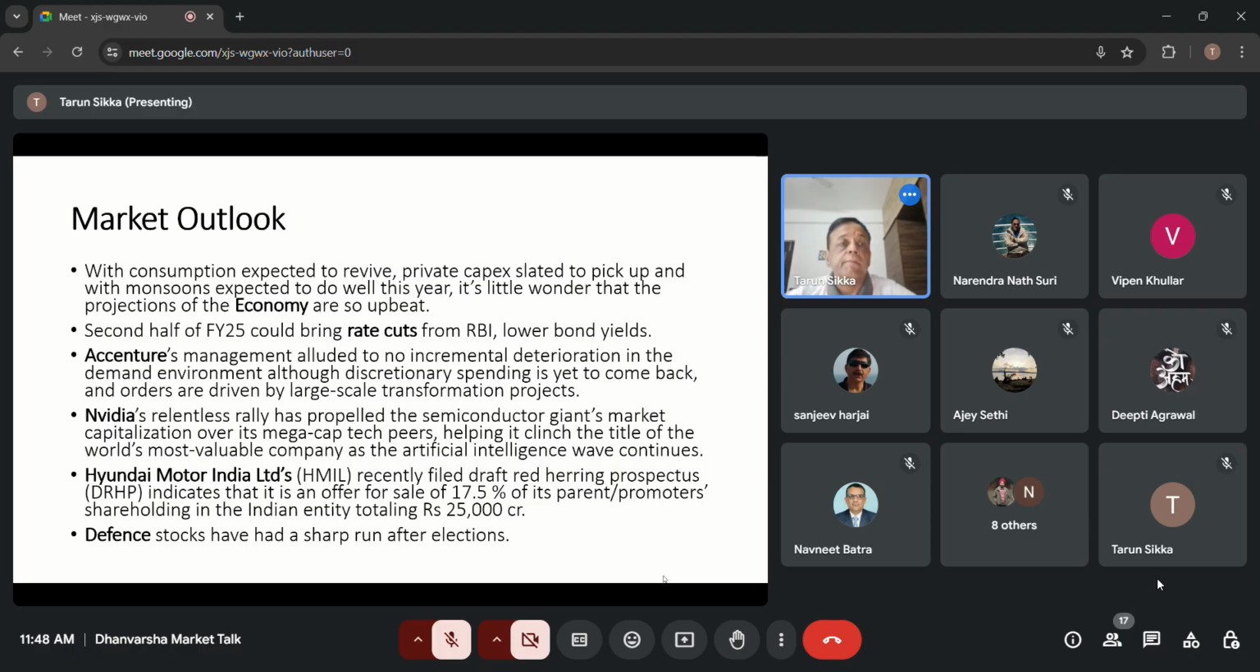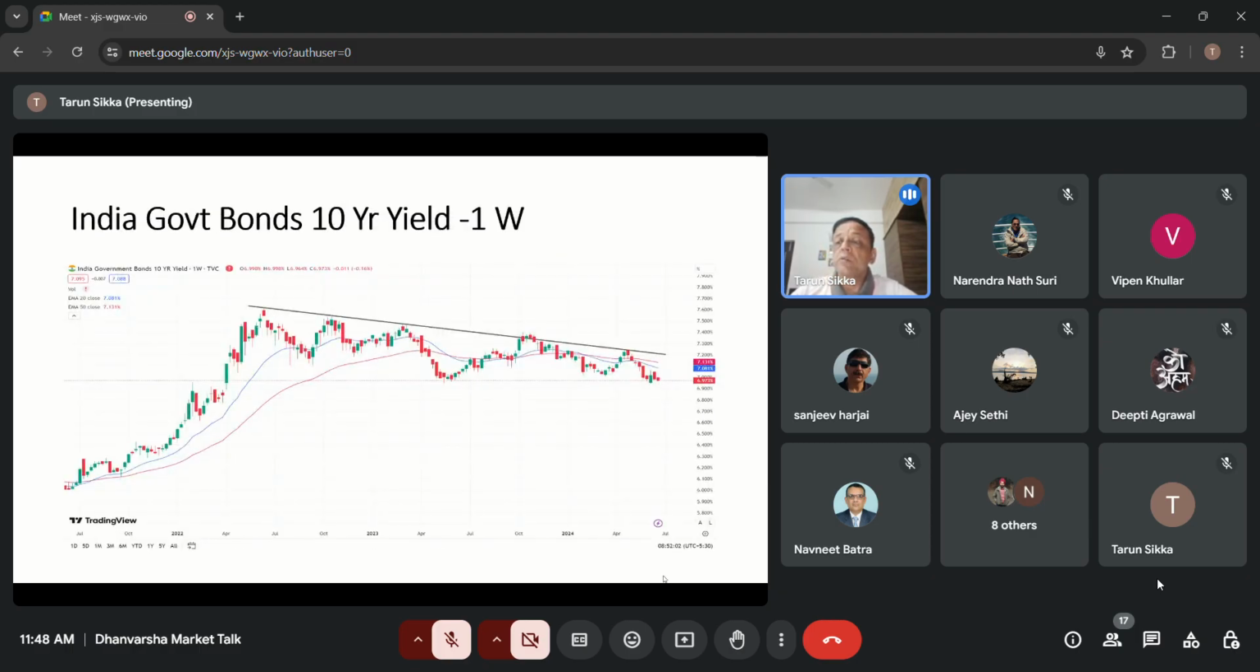in a big way. So now these are the bond yields. The bond yields declined to 6.97. So they are on a downward path. That's what I was talking about: as the yields go down, the bond prices go up. Hence, it helps the people who are invested in debt instruments and gilt funds.